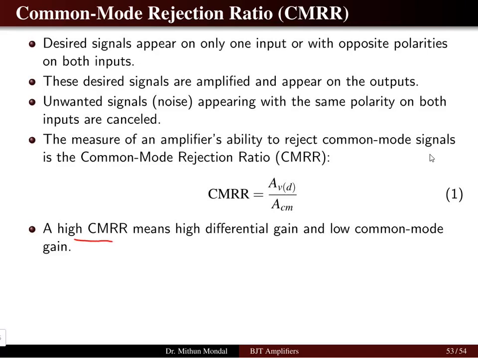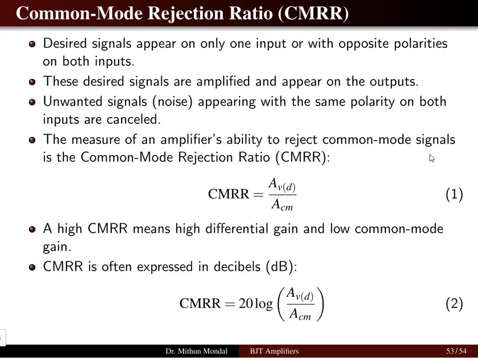If you have a high CMRR, common mode rejection ratio, it means high differential gain and low common mode gain. It is also expressed in decibels by taking 20 log of the previous CMRR. So whenever you have a noise signal in communication and interferences, common mode rejection will play a very important role in the differential input to cancel out the noise signal.